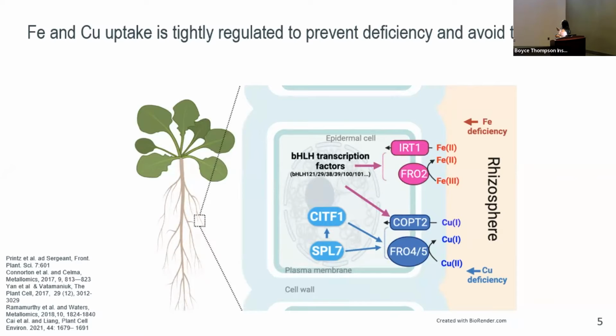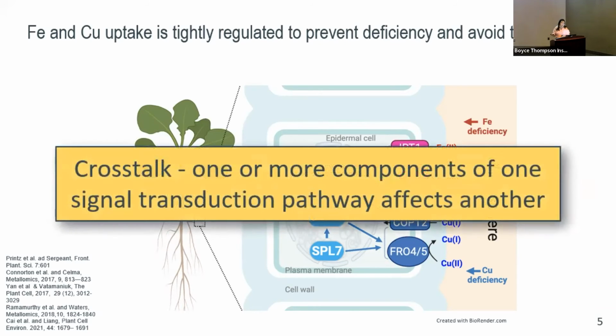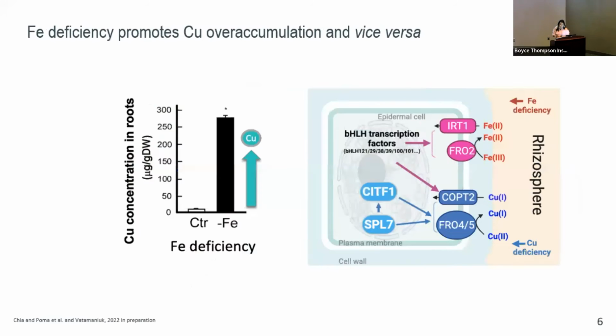And something interesting to note here is this arrow right here that tells us that bHLH transcription factors are also regulating COPT2 and FRO4/5. And when one or more components of one signal transduction pathway affects another, we call that crosstalk. And so that crosstalk is what explains this graph here, where copper is accumulated under iron deficiency.